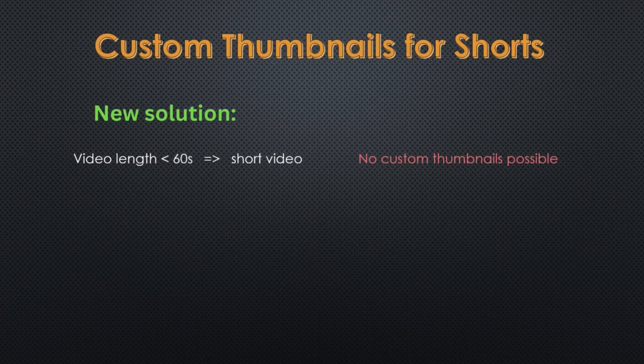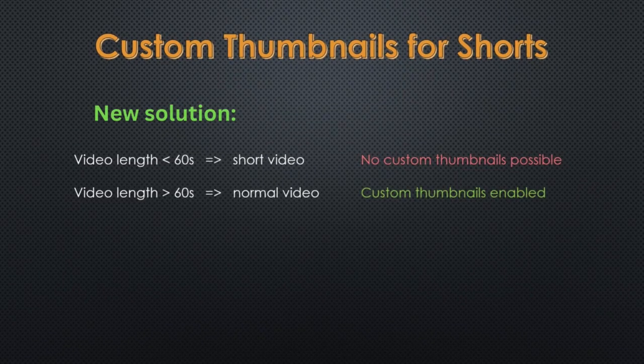I tested it by varying the length of the same video. If it is at least 1 minute long, it is classified as a normal video and you can add thumbnails. In this case, you can upload the video via the PC and treat it like a normal video. That is the base of my workaround.